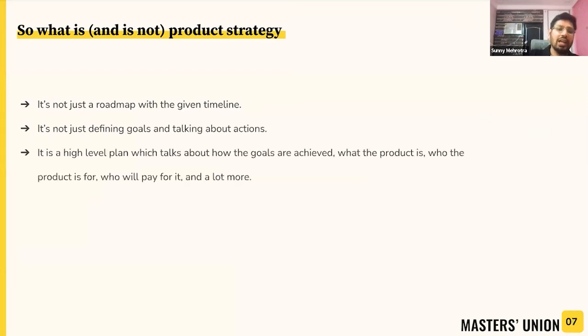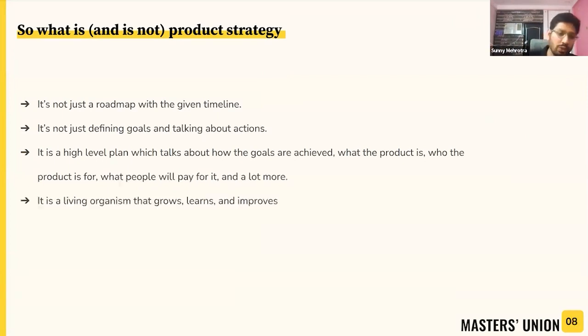It is a very high level plan which talks about how the goals need to be achieved, what the product is, who the product is for, and who will pay for it. So very abstract in terms of what the team is chasing with that sort of activity. It is a living organism that grows, learns, and improves. As we discussed in the Netflix example, it is something that Netflix always wanted. They wanted to grab the attention of the user, and they are okay to chase it via any medium. They tried doing that with DVD.